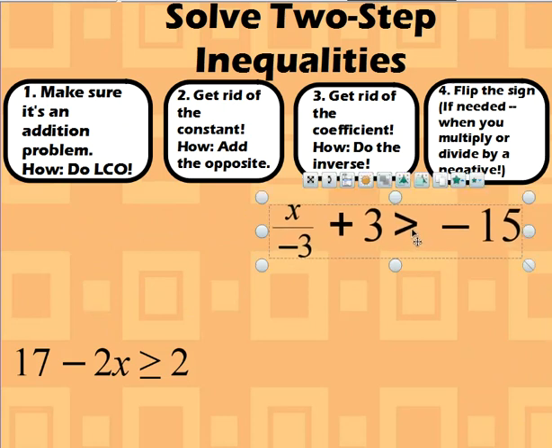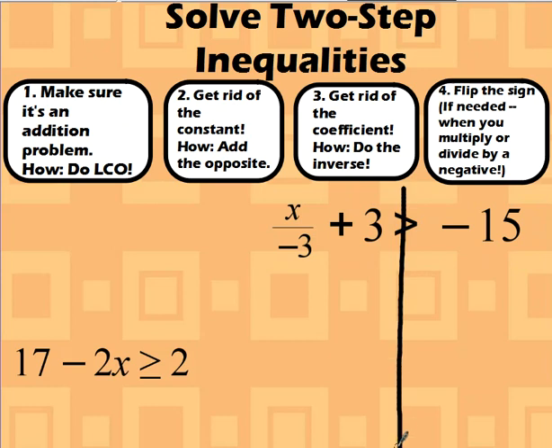x over negative 3 plus 3 is greater than negative 15. So let's draw our line here. And if we use the trick that we just talked about, from the beginning, you should be able to tell something about this sign. From the beginning, we have a coefficient here. This is actually also just negative 1/3 x. It's basically they have multiplied that out, so they have x over negative 3. So our coefficient is definitely negative, which means that our sign at the end is going to flip. So let's keep that in mind.